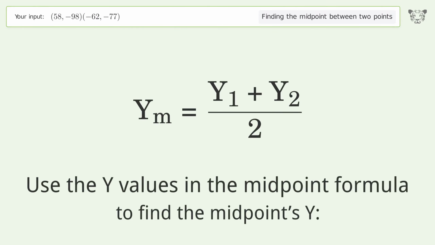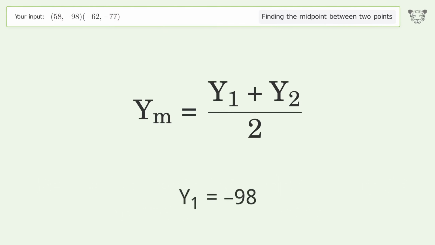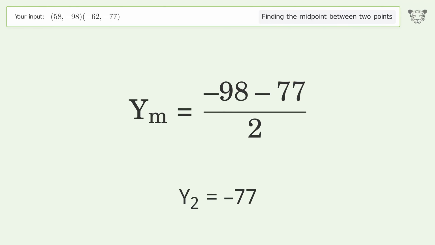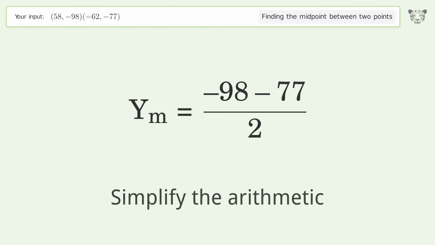Use the y values in the midpoint formula to find the midpoint's y. y1 equals -98. y2 equals -77. Simplify the arithmetic.